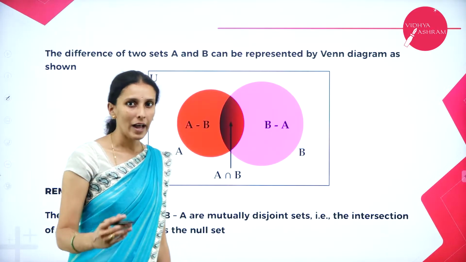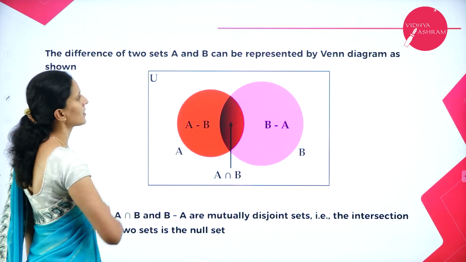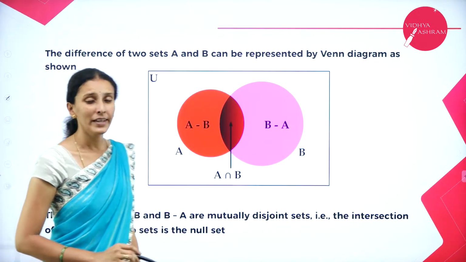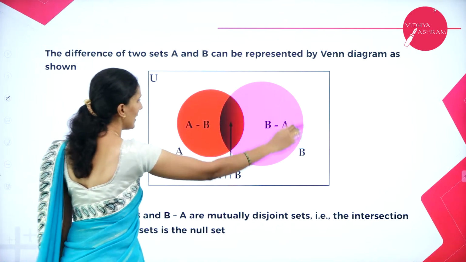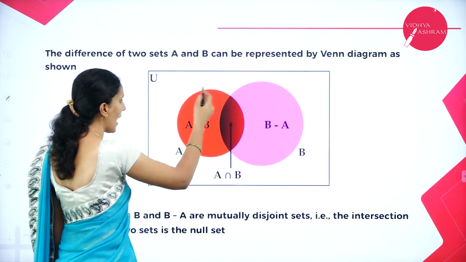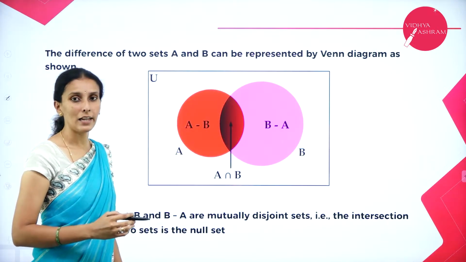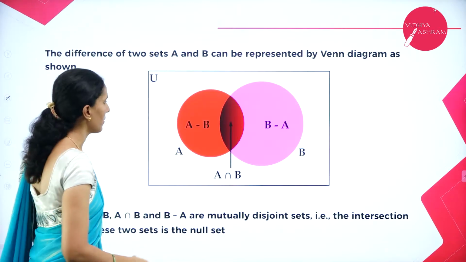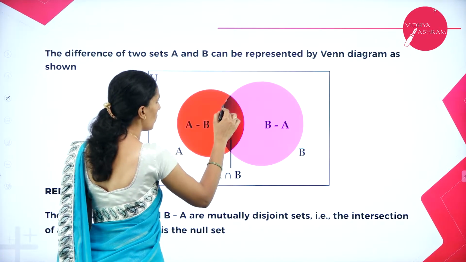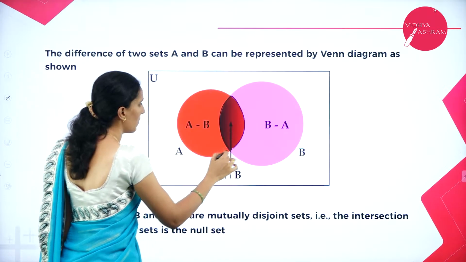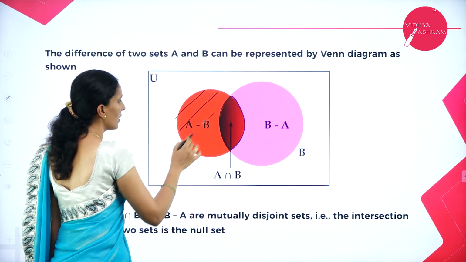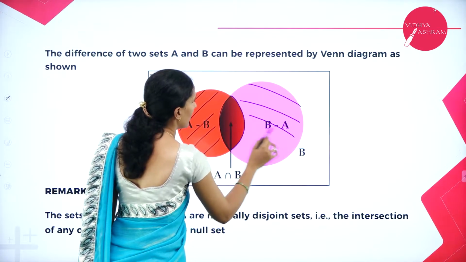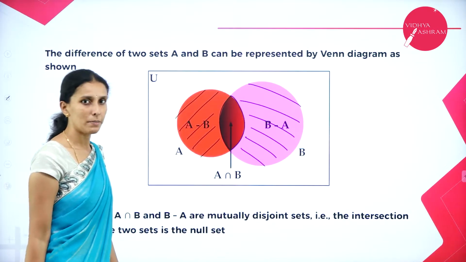As I said, the difference can be represented using a Venn diagram also. Here, this is a universal set, and this is the circle A, that is, the elements of A. And this is the circle B, the elements of B. This is only your intersection part. The red color here represents only your A minus B, and this purple is representing only your B minus A.